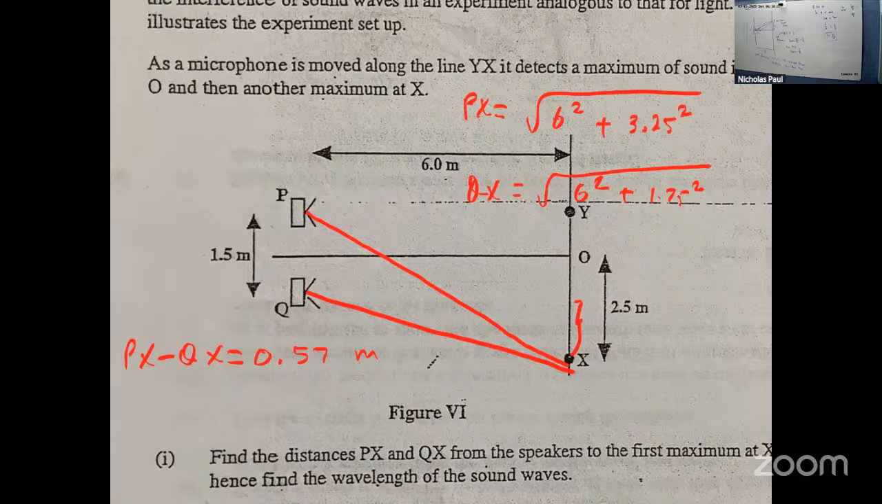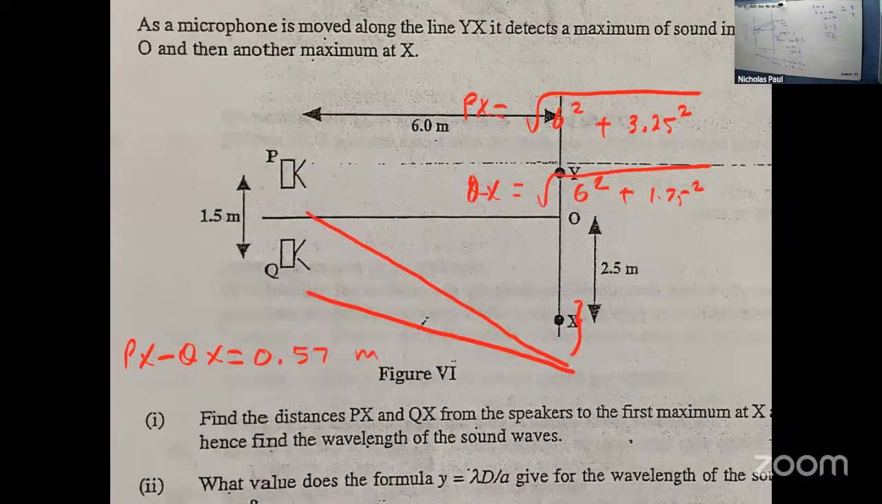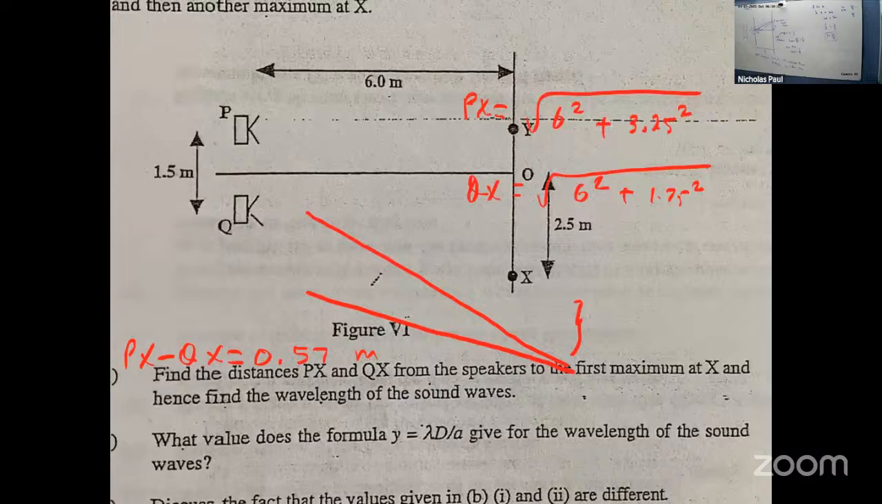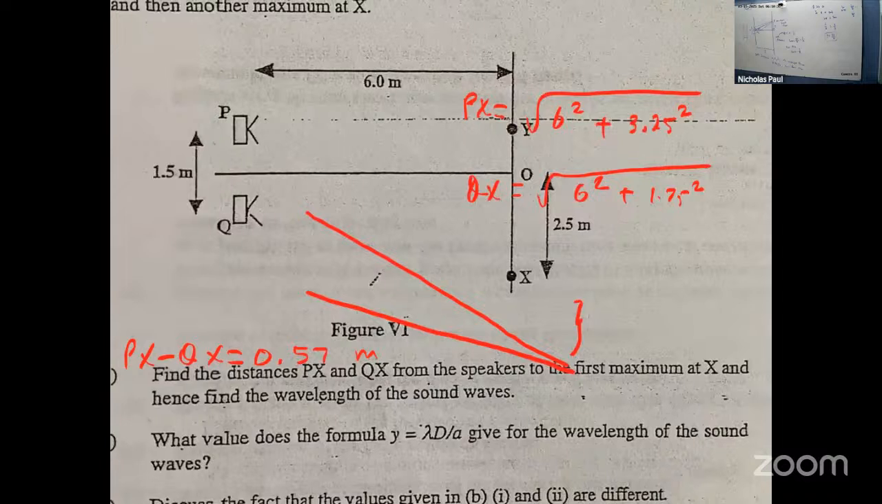Right, nice. Next one. They want you to find the wavelength now using the formula. Find it fast. Use the formula and find wavelength. How much did you get? The first part, 0.57. Use the formula now and find wavelength.